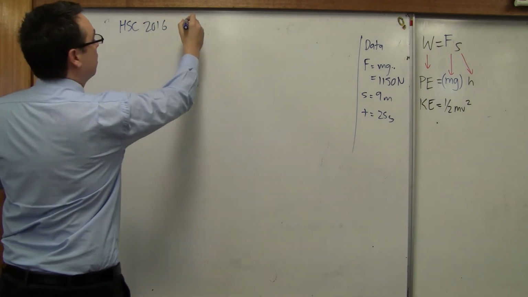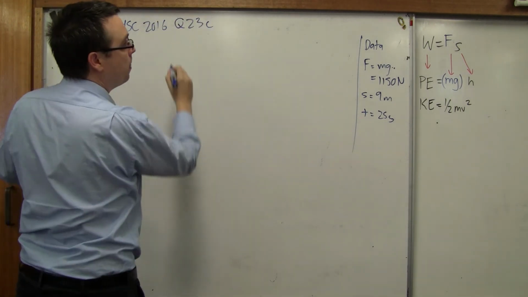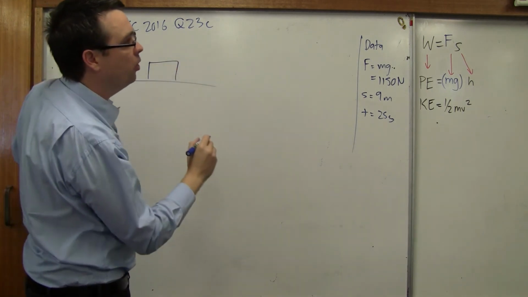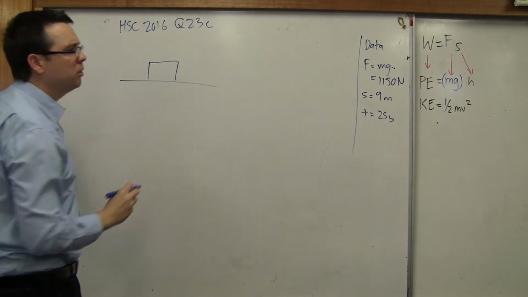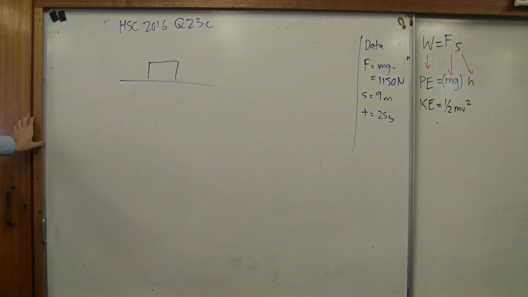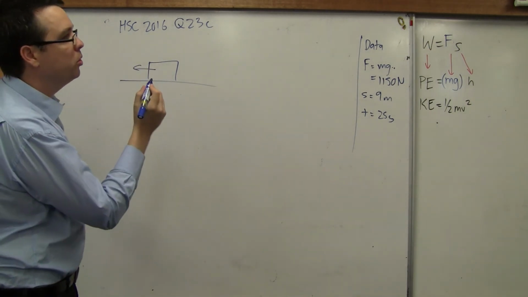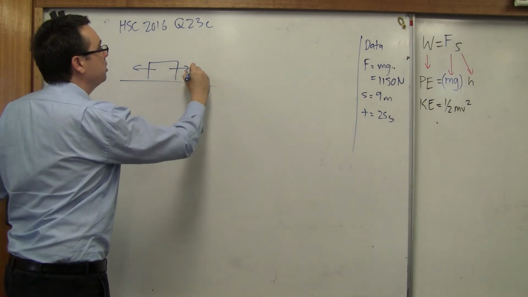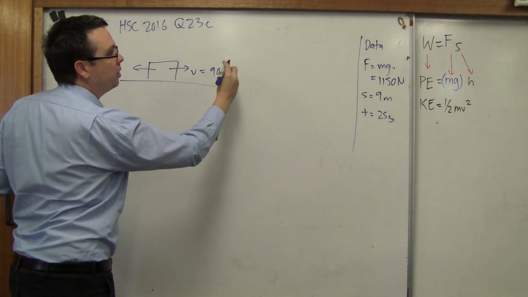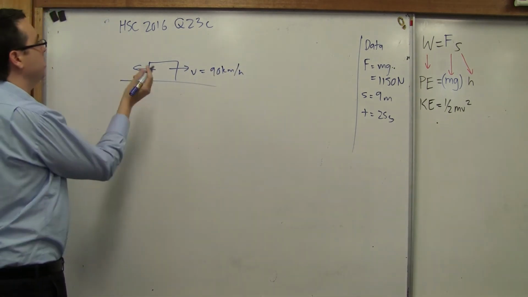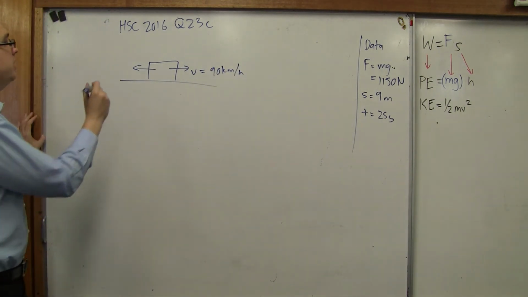2016, question 23C. It's worth 3 marks, and we're given an object, and we're told that we're given a mass. No, okay, we're not given a mass. So this might make our question more difficult, or will it? Our velocity is given as 90 kilometers per hour, and we're also told that there's a force resisting it of 18 kilonewtons.